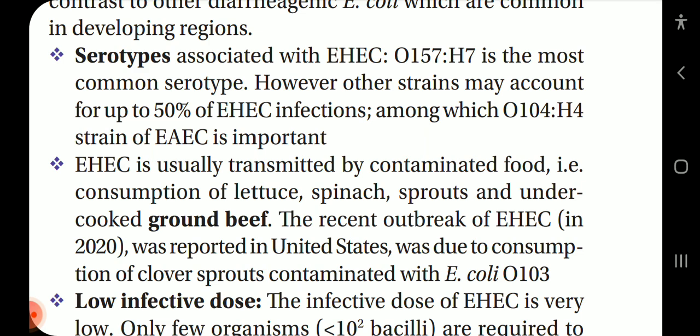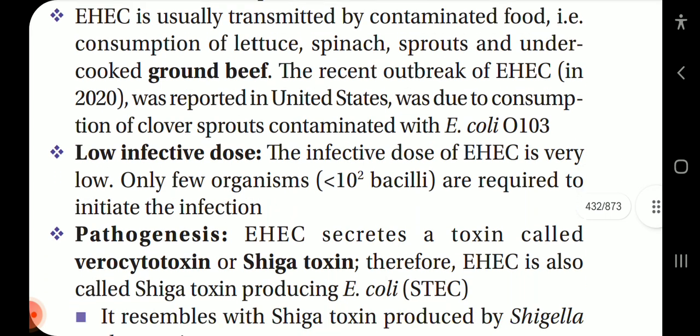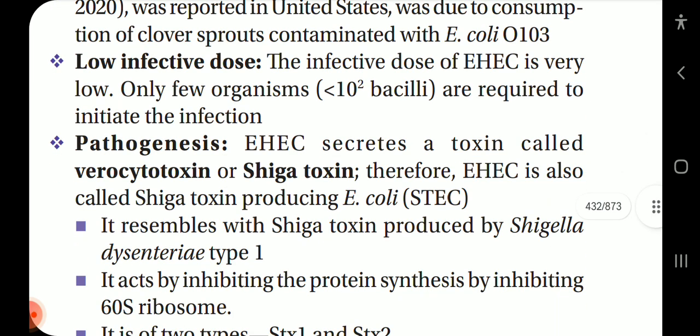EAEC is important. EHEC is usually transmitted by contaminated food, that is, consumption of lettuce, spinach, sprouts, undercooked ground beef. The recent outbreak of EHEC in 2020 in the United States was due to consumption of clover sprouts contaminated with E. coli O103. The infective dose of EHEC is very low. Only a few organisms, less than 10 to the power 2 bacilli, are required to initiate the infection.